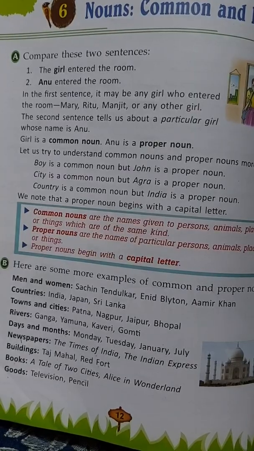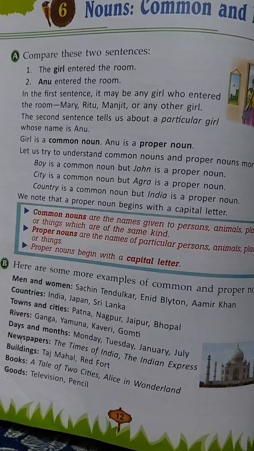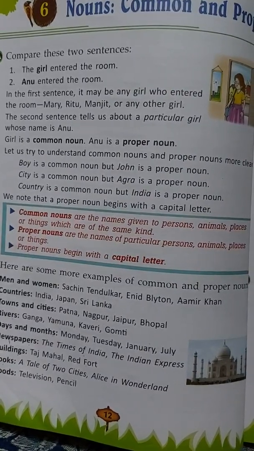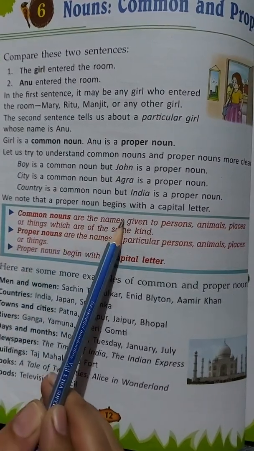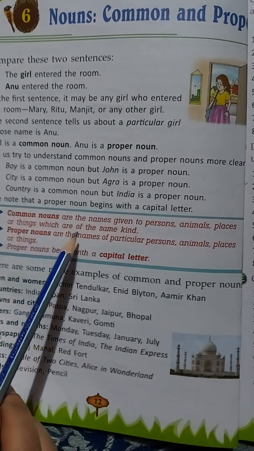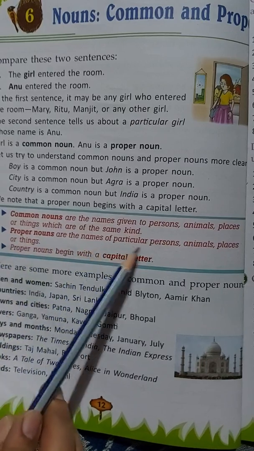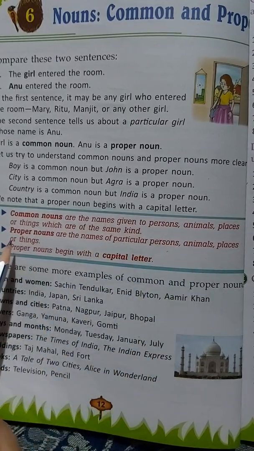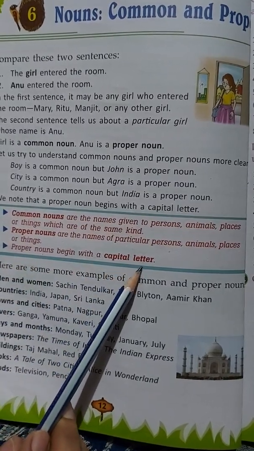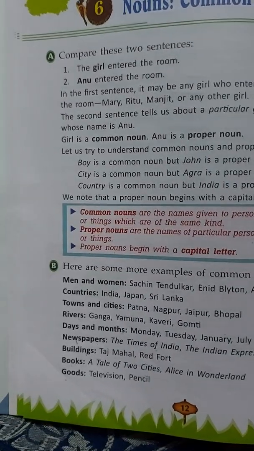Now, open page number 12 of your grammar book. Now this page gives you the definitions of common nouns and proper nouns. Common nouns are the names given to persons, animals, places or things which are of the same kind. And proper nouns are the names of particular persons, animals, places or things. Proper nouns begin with a capital letter. Now here, some examples of common and proper nouns are given.